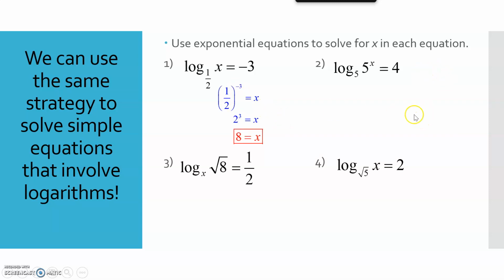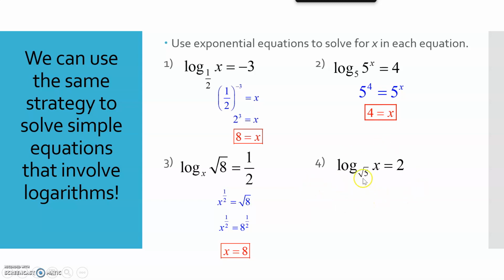Number 2. Base 5 with an exponent of 4 equal to the argument. Well, look at that. The bases are already the same, so x must equal 4. Sometimes it's so much easier once you rewrite it as an exponential equation. Number 3, base x with an exponent of 1/2 is equal to the argument square root of 8. Well, guess what? A square root is an exponent of 1/2, and if we have matching exponents, logically the bases would have to be the same, and x equals 8.